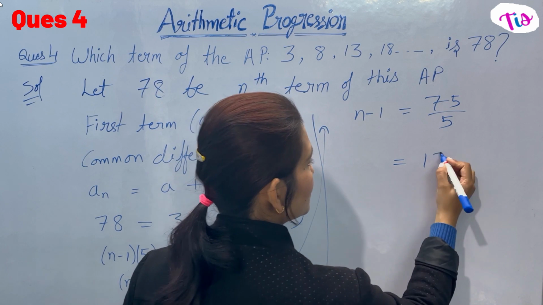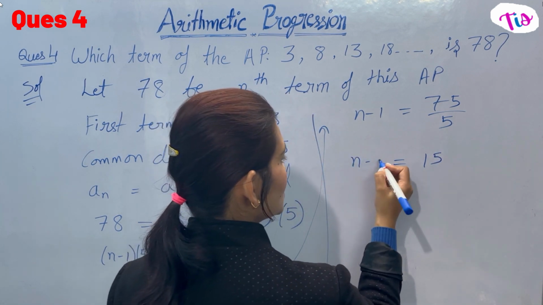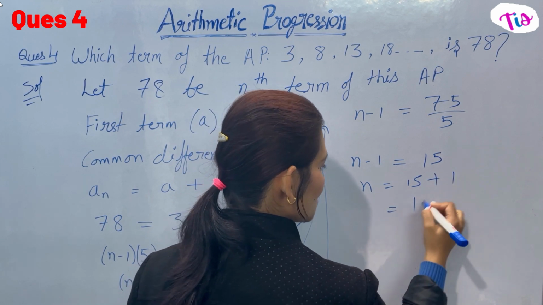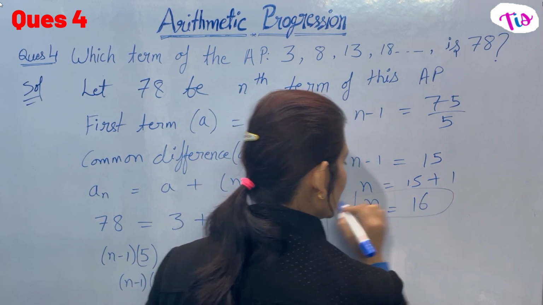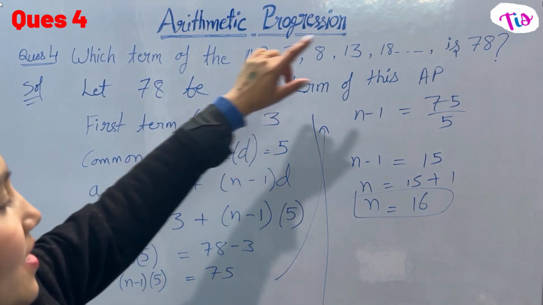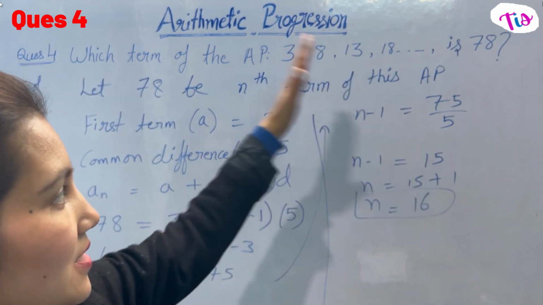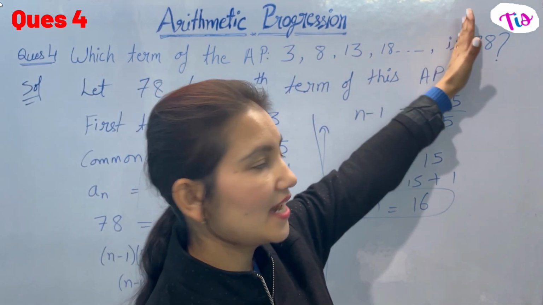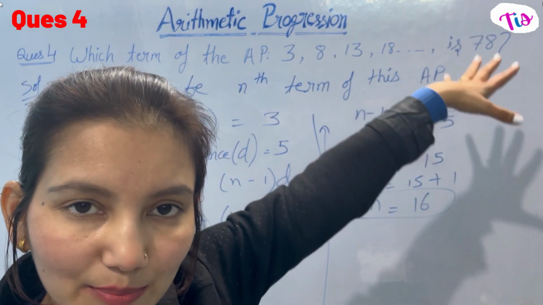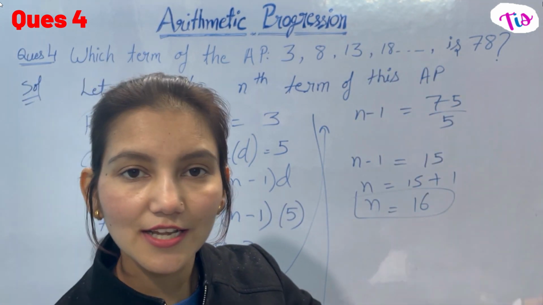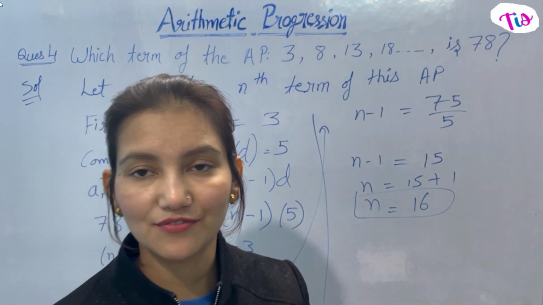75 divided by 5: 5 1 5, 5 3 15, 75, right? So n minus 1 is equal to 15, so n will be equal to 15 plus 1, which is 16. The value of n is 16. It means that 78 is the 16th term of this AP, so in this AP 78 will come at the 16th place. Got it? Let's move to question number 5.